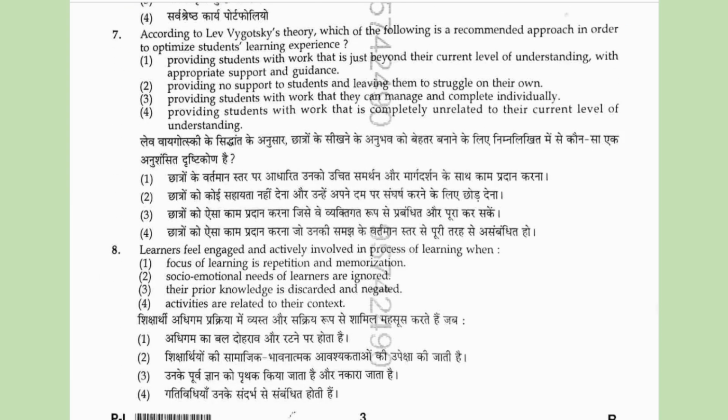According to Vygotsky's theory, which of the following is a recommended approach in order to optimize students' learning experience? So providing support which is just beyond their current level of understanding should be the correct answer. Completely unrelated, no. They can manage and complete individually, no. And leave them to struggle, no.